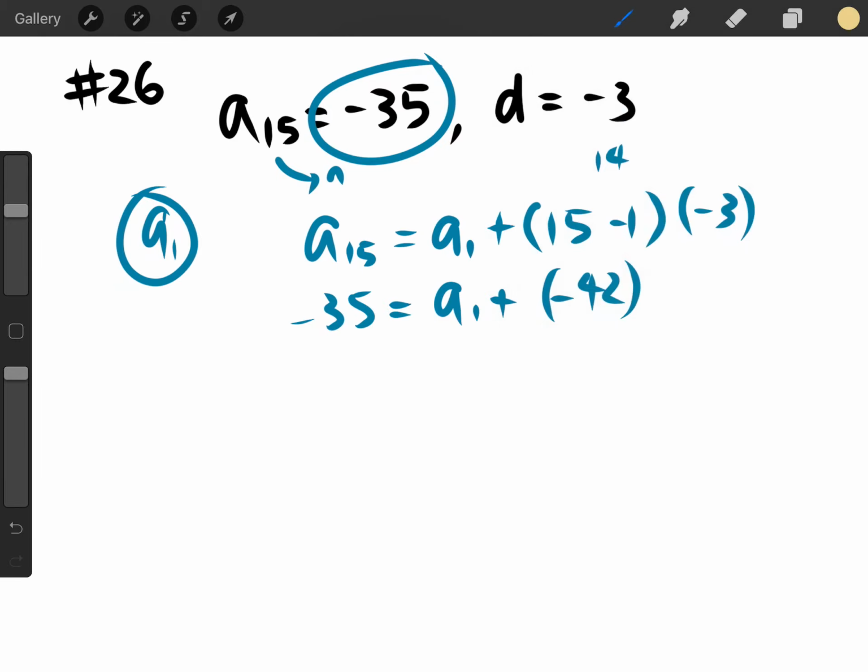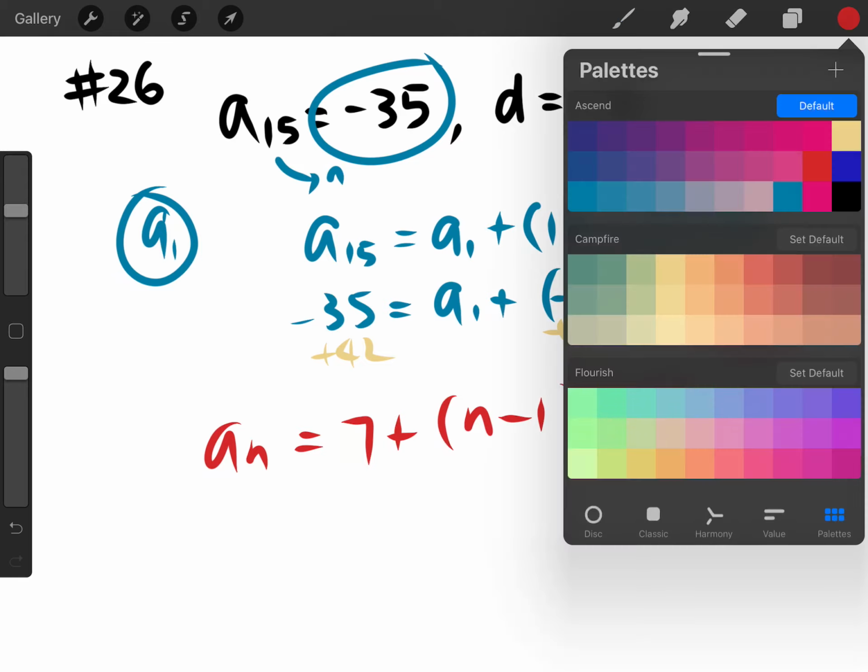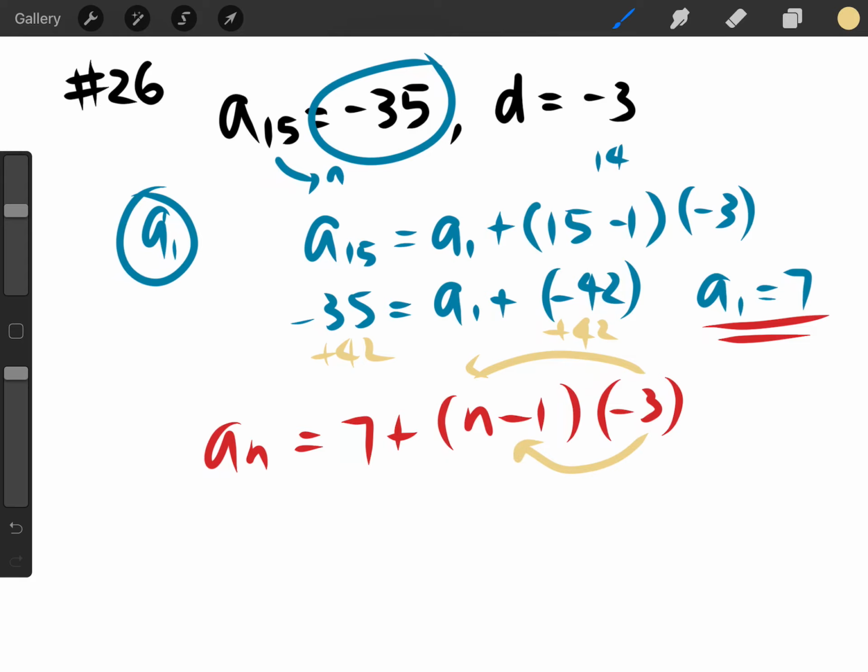It's a different color. So isolate a sub 1. You're going to have to add 42 on both sides. So a sub 1 is 7. All right, so the rule: a sub n equals, we already found that a sub 1 is 7, so 7 plus, keep it as n minus 1, and we're distributing the negative 3. So a sub n equals 7 minus 3n plus 3, and then just combine the like terms, so it's 10 minus 3n.